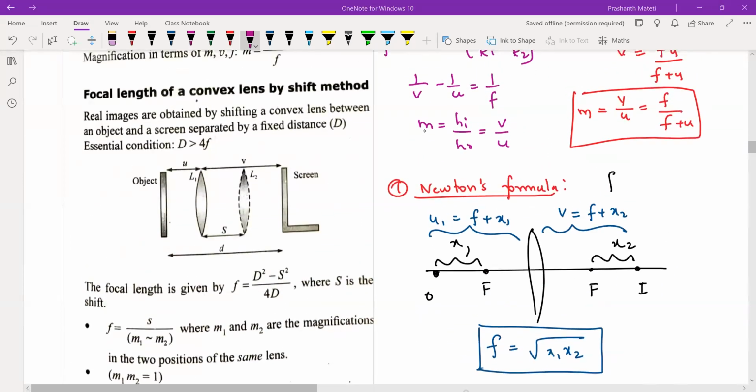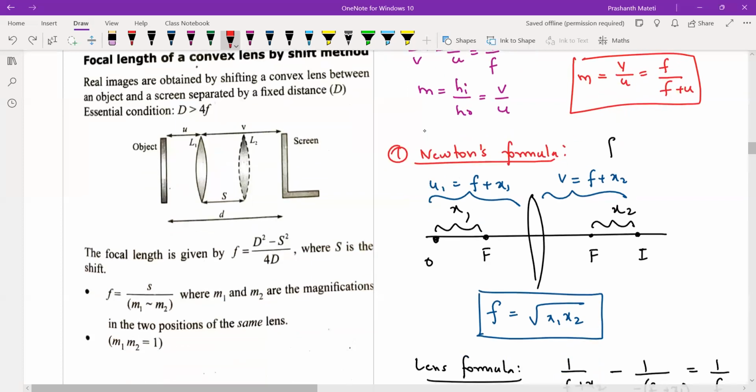One more condition in the lens displacement method is that if you want the image to be captured, the distance between the object and the screen should be greater than 4f. Why? Because we want two positions. When the object is at 2f, the image is also at 2f. So the minimum distance between object and image should be 2f on this side and 2f on the other side. That's why it becomes 4f. Then only we can capture two images, or else we cannot. So the condition for the lens displacement method to work is that D should be greater than 4f.